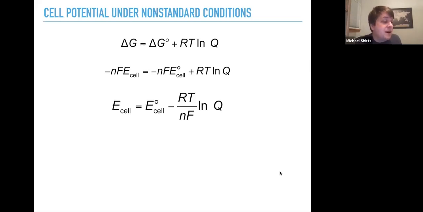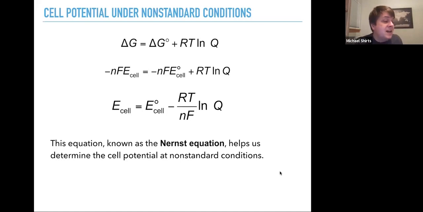And then you can rearrange, just divide by minus nF, and get that the potential of the cell is equal to the standard potential of the cell minus RT divided by n times the Faraday constant times the log of Q. So this is the Nernst equation, and it can help us determine the cell potential at non-standard conditions. For example, frequently your acid is not going to be pH 0. It'll be less strong, and so the cell potential will change in this situation.